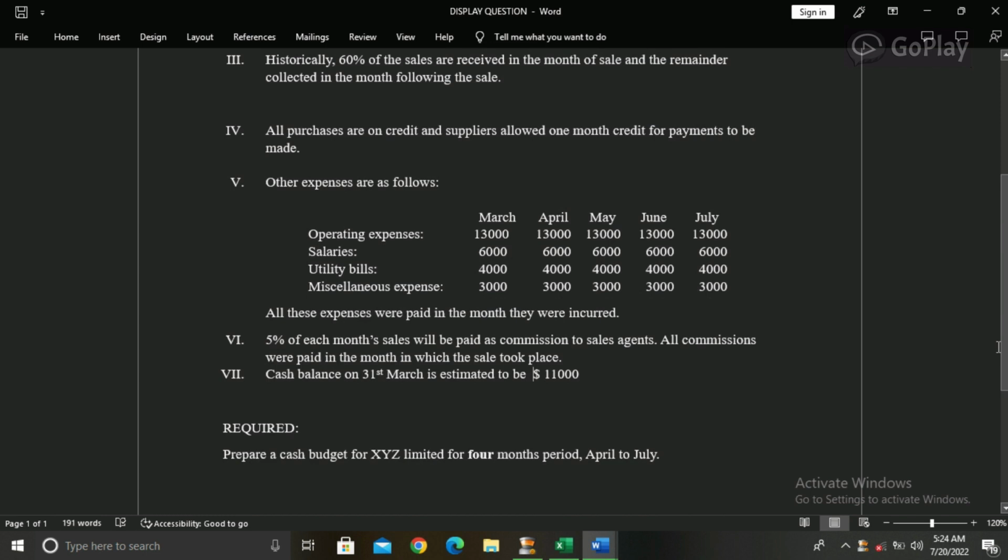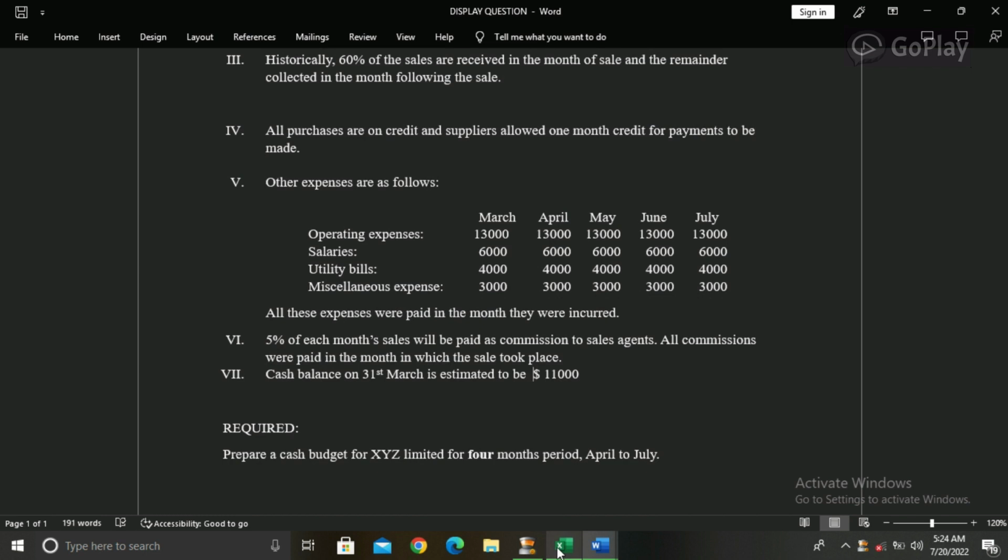6.5% of each month's sales will be paid as commission to sales agent. All commissions were paid in the month in which the sale took place. Cash balance on 31st March is estimated to be $11,000. Required, prepare a cash budget for the 4 months period from April to July. That means that March is not part of the cash budget, but we are preparing from April to July.